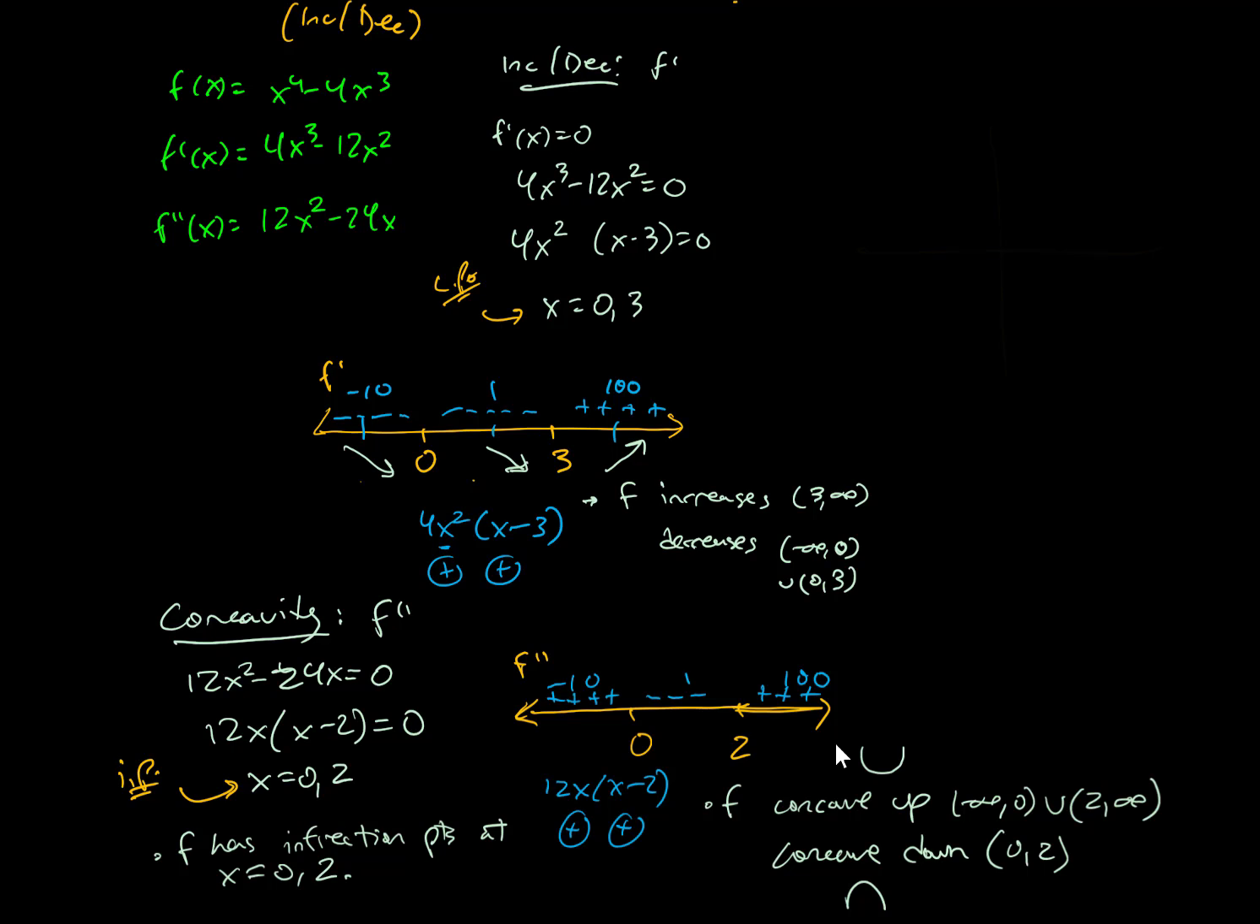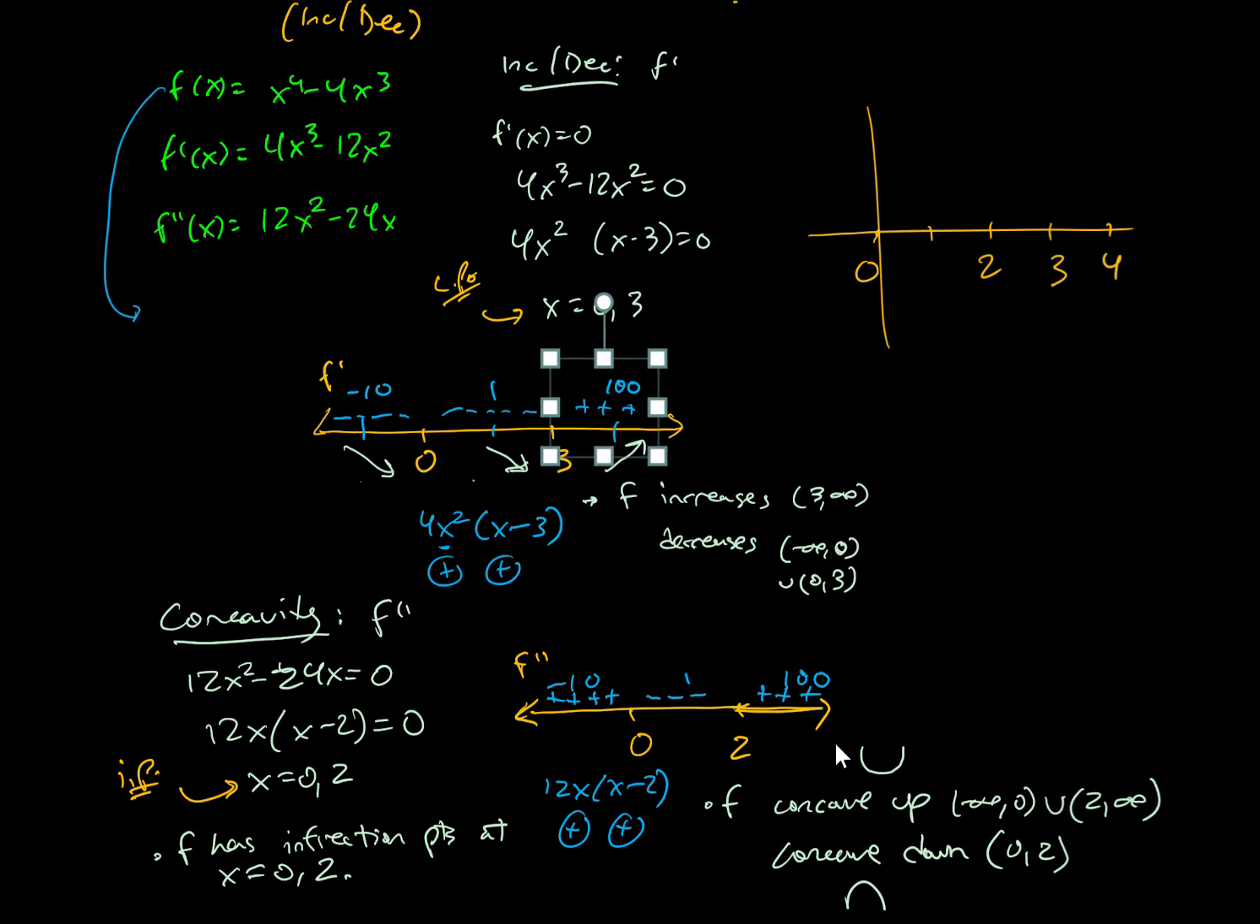So I can graph this. Let's see. 0 is a key point. 3 and 2. So let me start over. So here's 0. And actually, I'm going to mark 4 as well. Why 4? Because if I had set the original function equal to 0, then once you factor it, you get x equals 0 and 4. So that means 4 is an x-intercept, and so is 0.